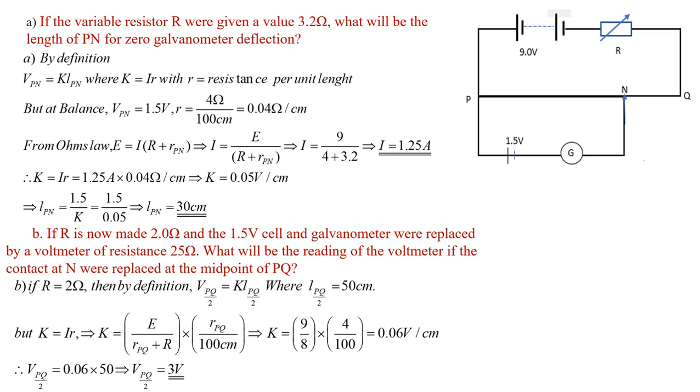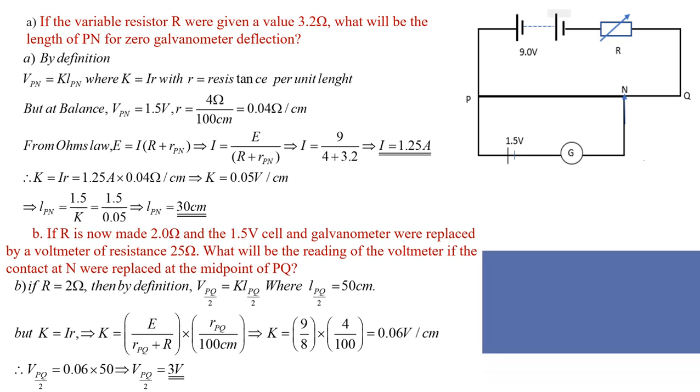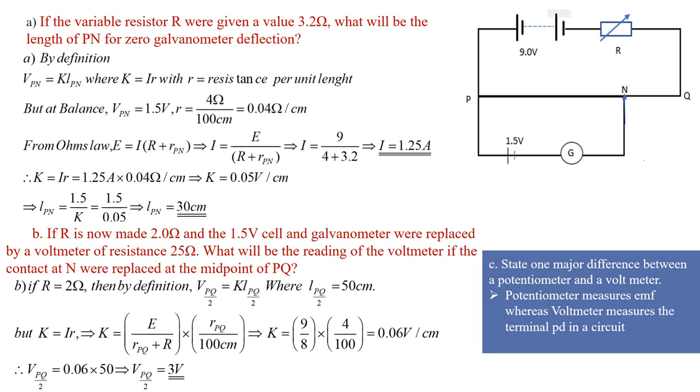Okay, so the next thing which we see states one major difference between the potentiometer and the voltmeter. The major difference is that the potentiometer measures the EMF of a cell, whereas a voltmeter measures the terminal potential difference in the circuit. A voltmeter cannot measure the EMF of a cell. Okay, so that's question number 5. So we proceed next.